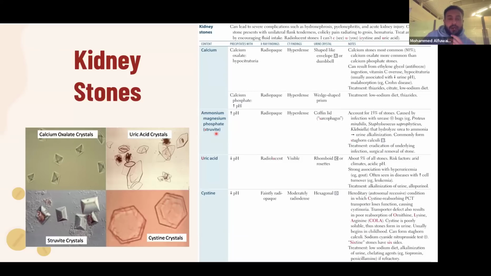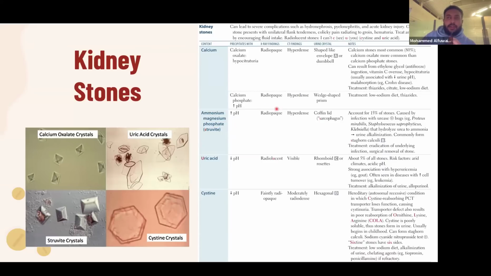Proteus mirabilis. Why? What is the one virulence factor that it has that could cause it? Urease positive. Excellent. Which will alkalinize the urine. Okay, makes it very alkaline, and this causes the precipitation of ammonium magnesium phosphate. So this is a struvite stone or a staghorn calculi.